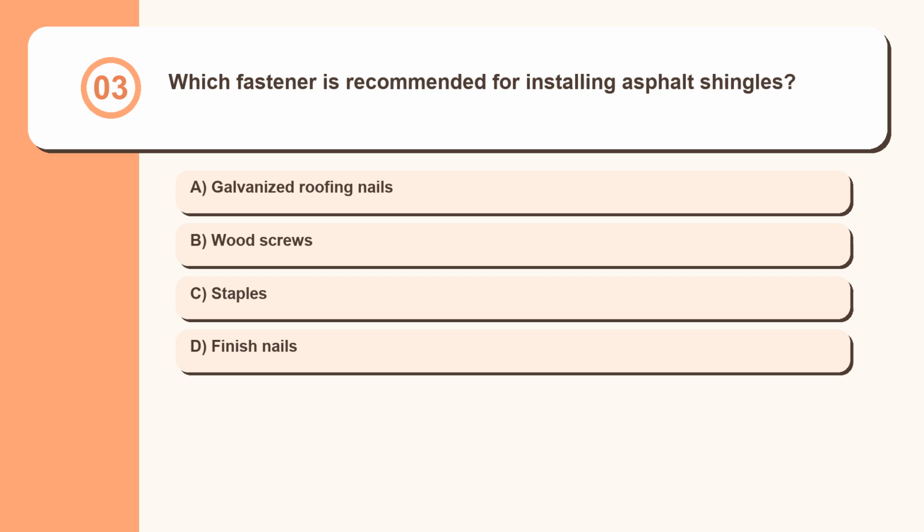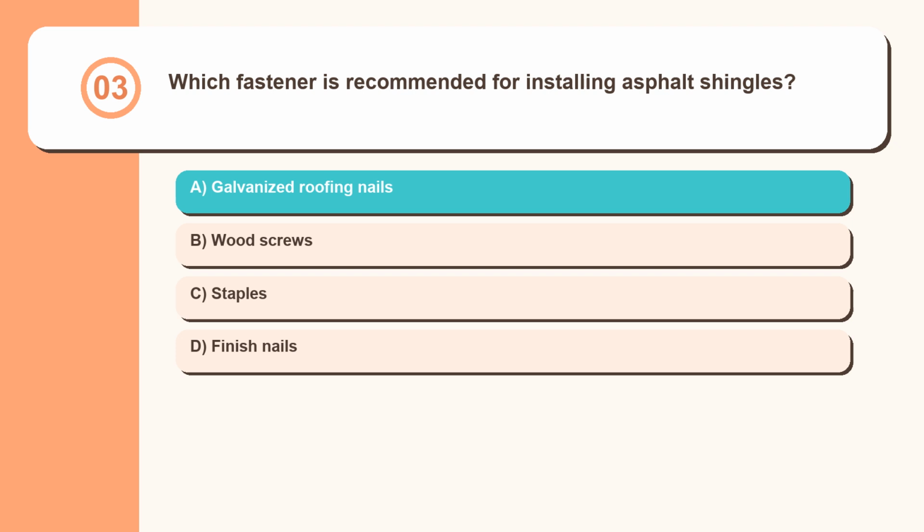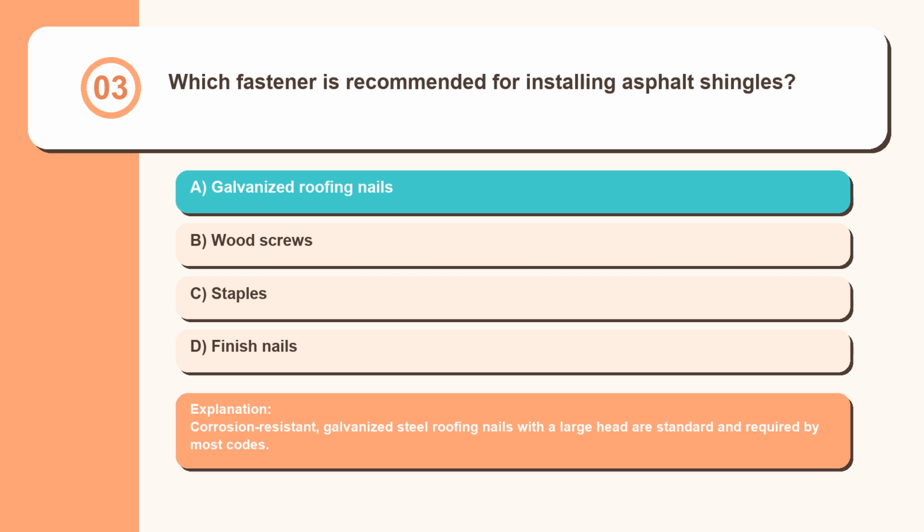Question 3. Which fastener is recommended for installing asphalt shingles? Galvanized roofing nails, wood screws, staples, finish nails. Corrosion-resistant, galvanized steel roofing nails with a large head are standard and required by most codes.